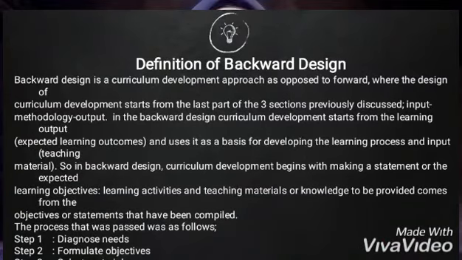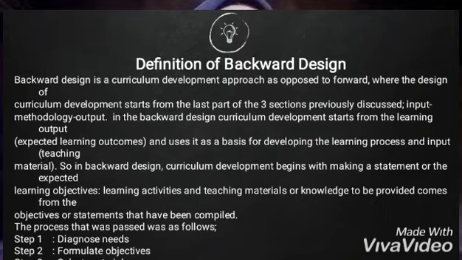Backward design is a curriculum development approach, as opposed to forward design, where the design of the curriculum starts from the last of the three sections previously discussed: input, methodology, and output. In backward design, curriculum development starts from the learning output, the expected learning outcomes, and uses it as a basis for developing the learning process and input teaching material.